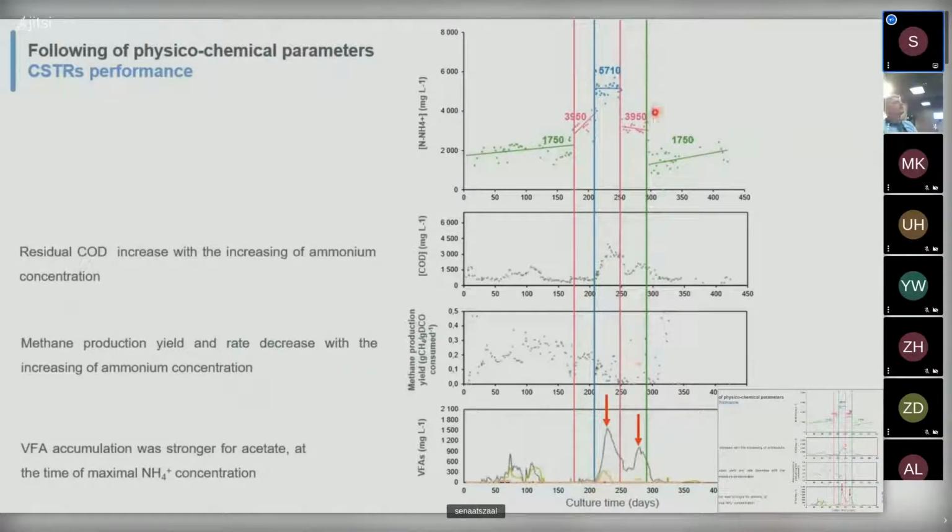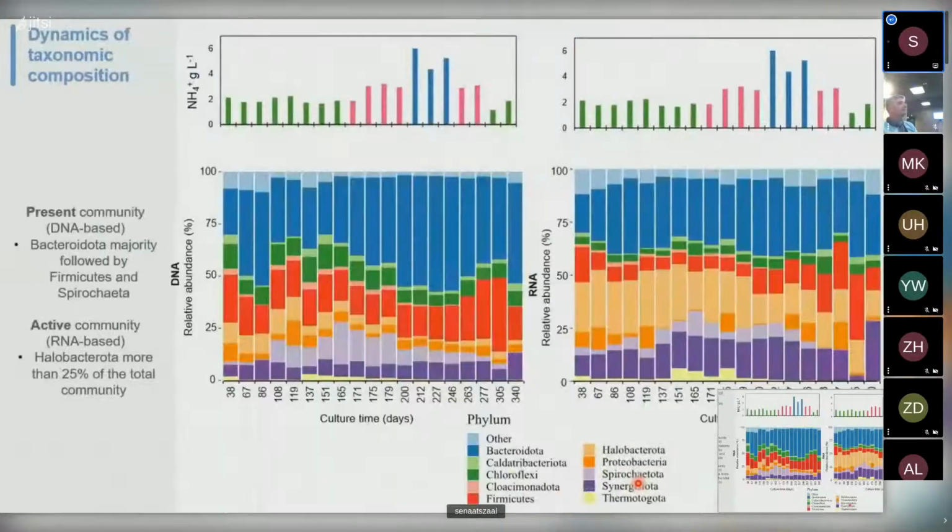And then we can go back to the next level of concentration, and we can observe an accumulation of acetate, and there is no accumulation of propionate and butyrate.